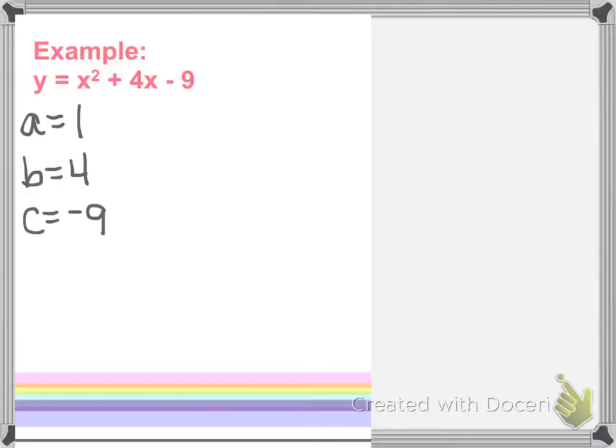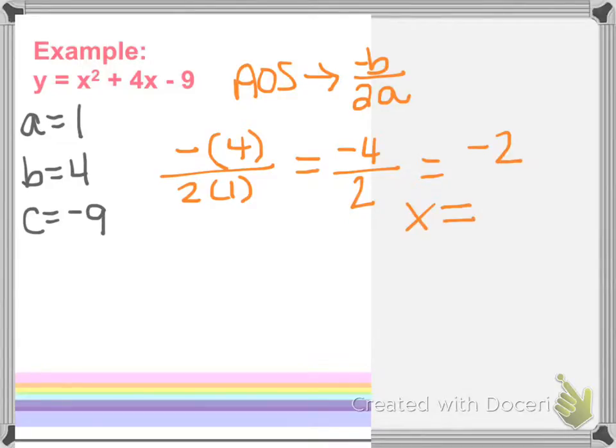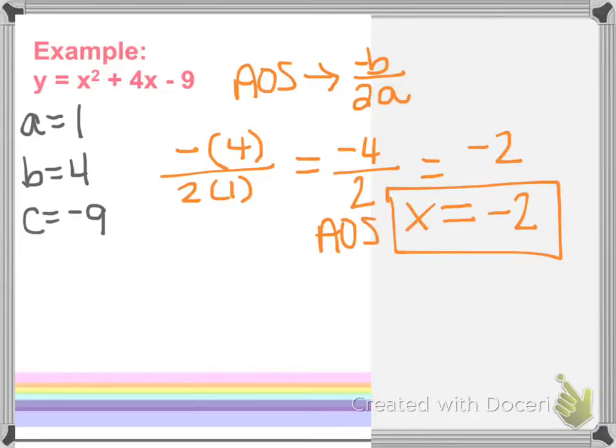The axis of symmetry, or AOS, you find by using negative b over 2a. So negative parentheses, my b is 4, over 2 parentheses, my a is 1. Simplify it. -4 over 2 times 1 is -4 over 2. -4 divided by 2 is -2. Axis of symmetry is always x equals, so x equals -2. That's the first answer we need, AOS, axis of symmetry.